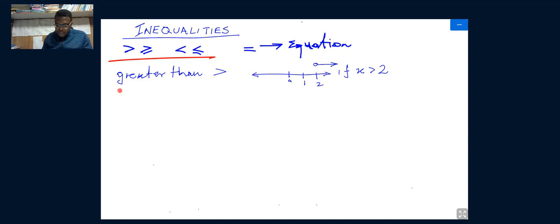Okay. And then smaller than, this is it. If x is smaller than 0, it will start here and go towards the left. Here x is smaller than 0. Here x is greater than 0. Right.